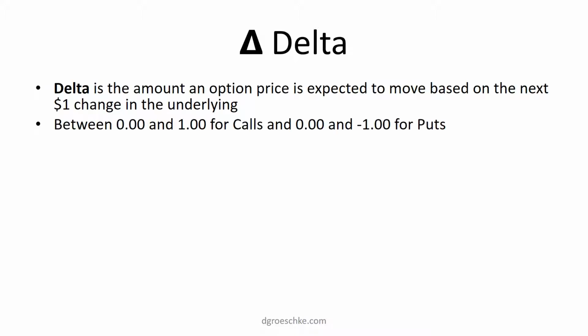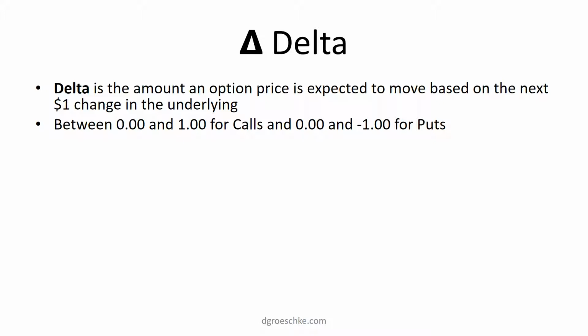Let's look at delta. Delta is the amount an option price is expected to move based on the next $1 change in the underlying. This value is expressed between 0 and 1. Open an option chain and you will notice that calls have a positive delta, and for puts, delta is always negative. This would make sense if you think of it this way.